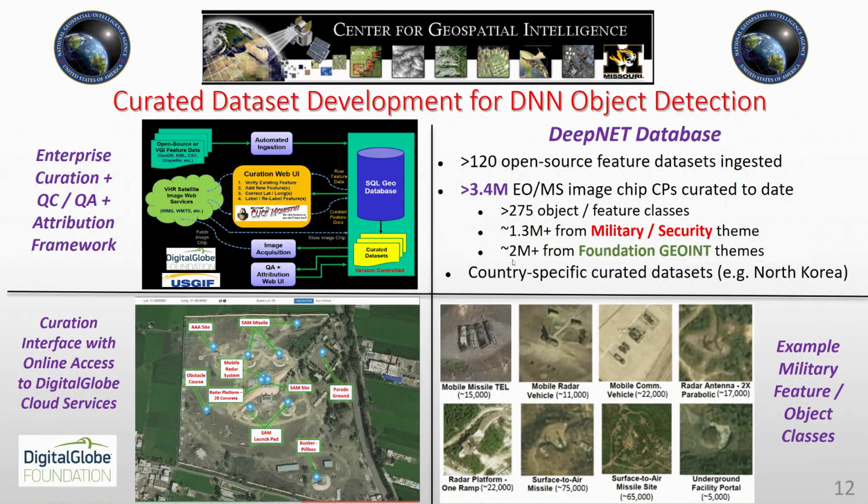About a third of those are in the military classes, and I'm illustrating those here in the bottom right. So these are TELs and mobile radars and mobile communication vehicles. So about a third of our labels are for military type classes, and the other 2/3 are from what I call foundation GeoInt classes. So things about infrastructure that are static and not mobile, and that you would want in a mapping type of product.